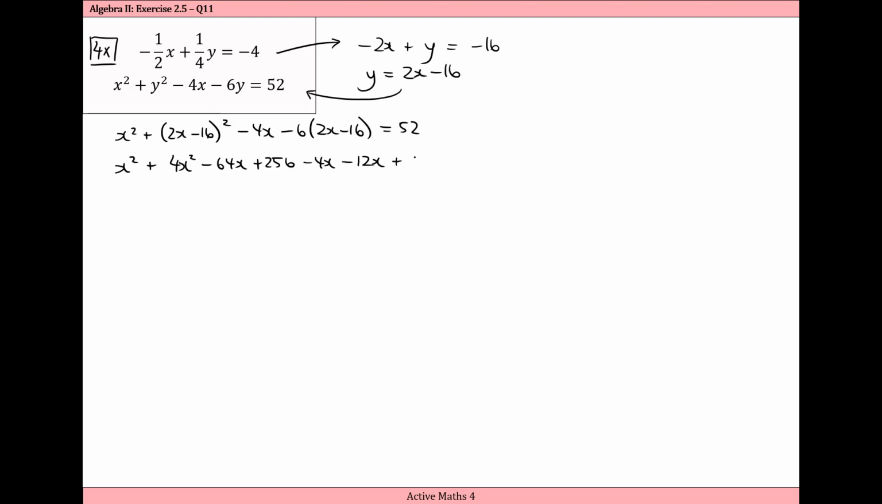Then I have my minus 4x, minus 6 by 2x is minus 12x, and then minus 6 times minus 16 is plus 96. I'm going to bring this minus 52 over to the left hand side, so by subtracting 52 from both sides, because I know I want a quadratic, and a quadratic has to be equal to 0 to be able to solve it.